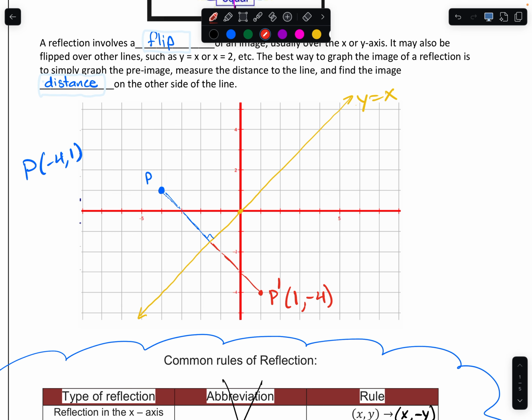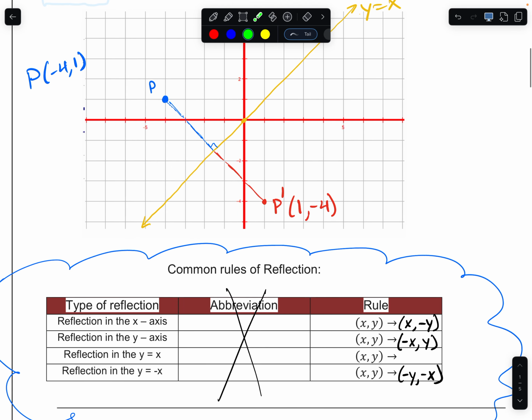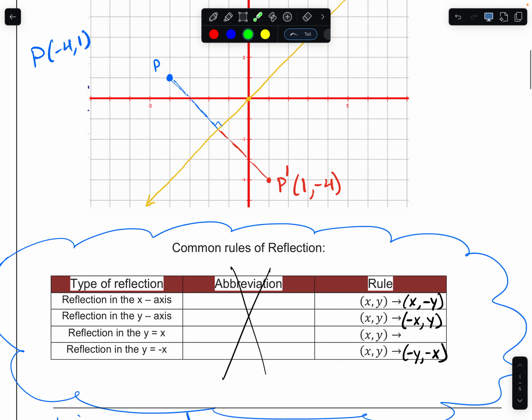And sure enough, we have a similar pattern where they're switching, but it looks like they don't change signs. -4 stays -4, 1 stays 1, we're just switching. This is not a proof, but you can try it for any point you want. It does hold. So the last rule we're going to add here is that if we're reflecting over the line y equals x, then (x, y) will be mapped to (y, x).